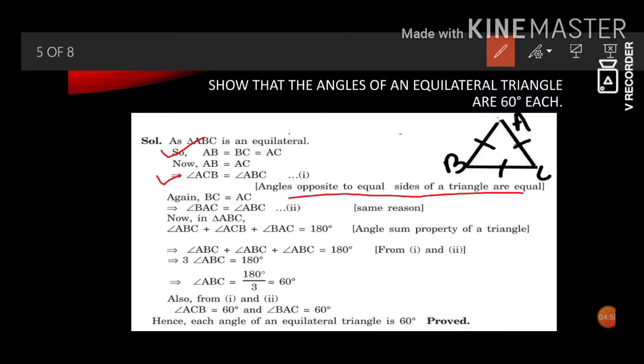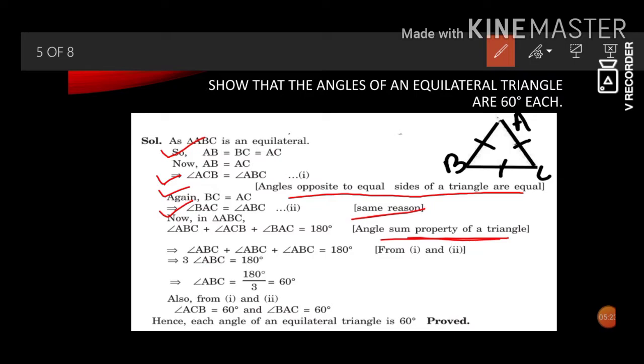Again BC is equal to AC will give us angle A is equal to angle B. The reason is the same. Now we are going to use the angle sum property on the triangle, that is, the sum of all three angles is equal to 180 degrees. Now since, from relation 1 and relation 2, all three angles are equal.